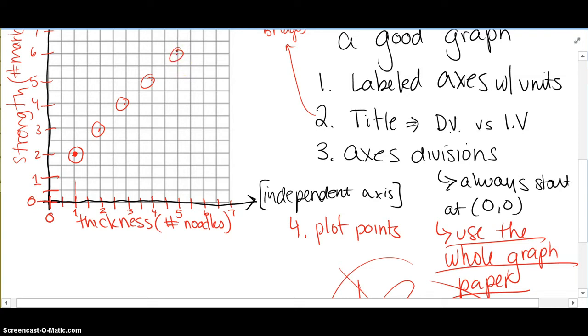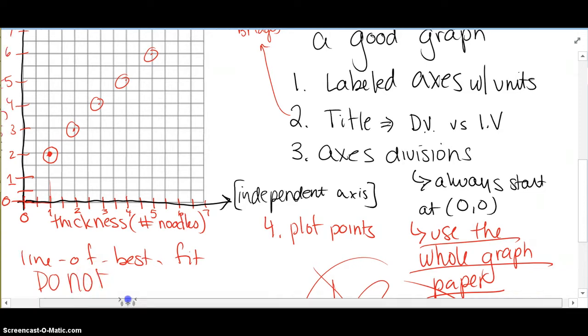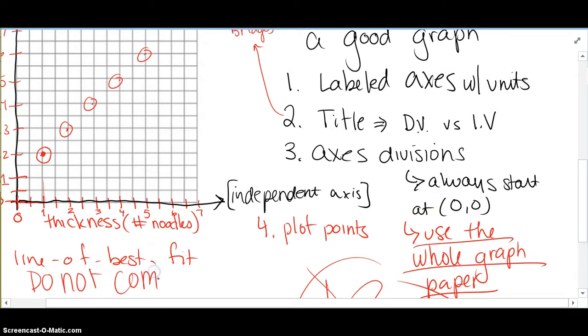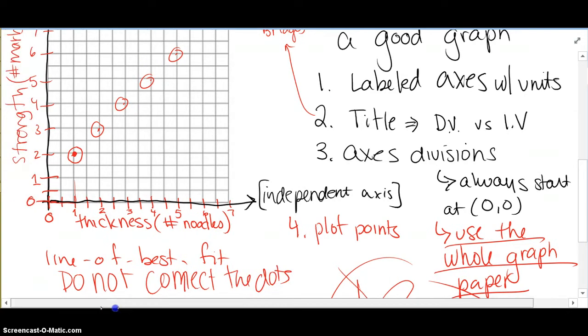The last step is to draw what we call a line of best fit. Now this isn't to connect the dots, so do not connect the dots. Okay? And I'll check your graphs tomorrow in class. But do not connect the dots. Take a ruler and try to fit the line to the dots as best you can, and then trace along the straight line. And that's the final step for today.